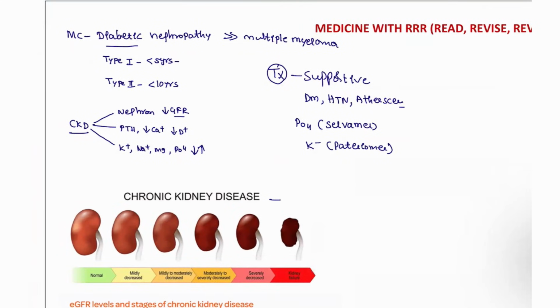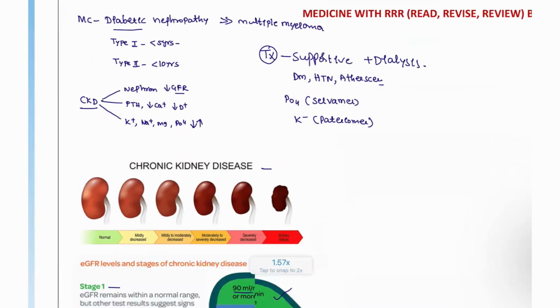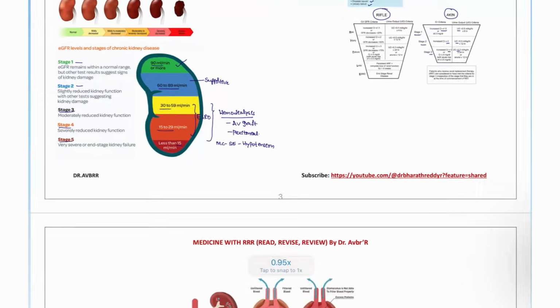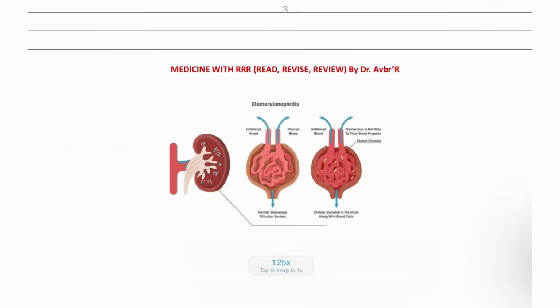If the patient has renal osteodystrophy or secondary hyperparathyroidism, you have to treat that also. So underlying treatment plus dialysis is the ultimate treatment for patients with CKD. This is what you have to remember for CKD. Next, moving on to glomerulonephritis.